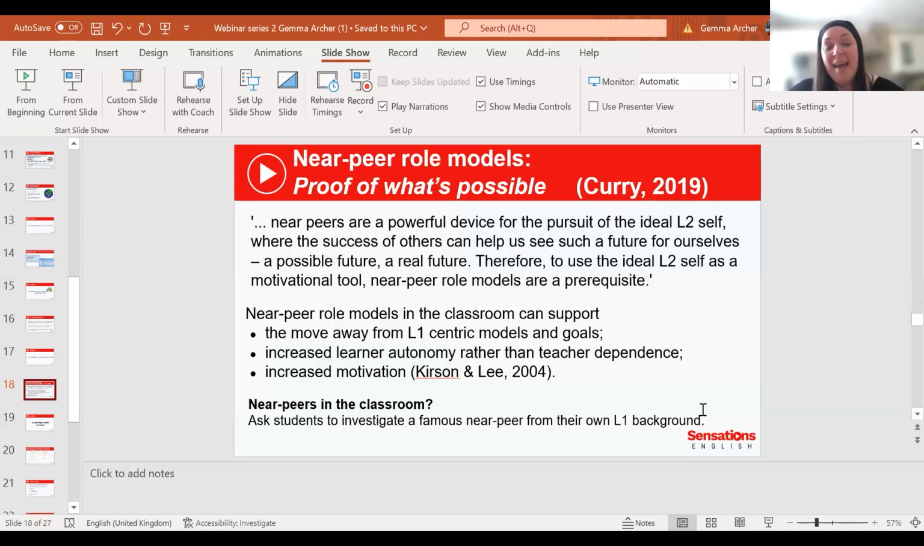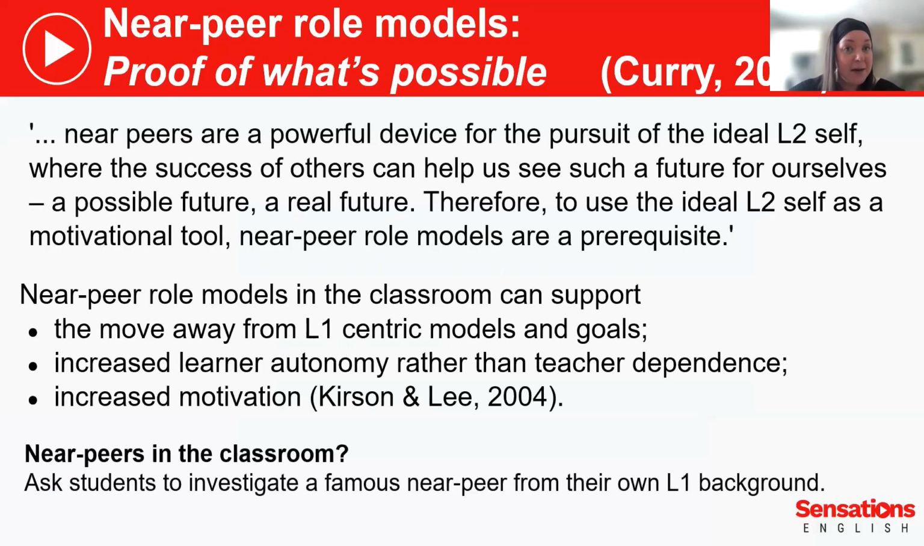One way that we can do this is to ask students for homework to go and find a famous near peer from their own L1 background. These can be people such as sports stars, actors, musicians, singers, politicians. There are lots now, the world is our oyster with the internet because we have things like YouTube and all of these different apps where we can get videos and audio of all of these international speakers. So ask students to investigate maybe one from their L1 background and to do a little bit of research.